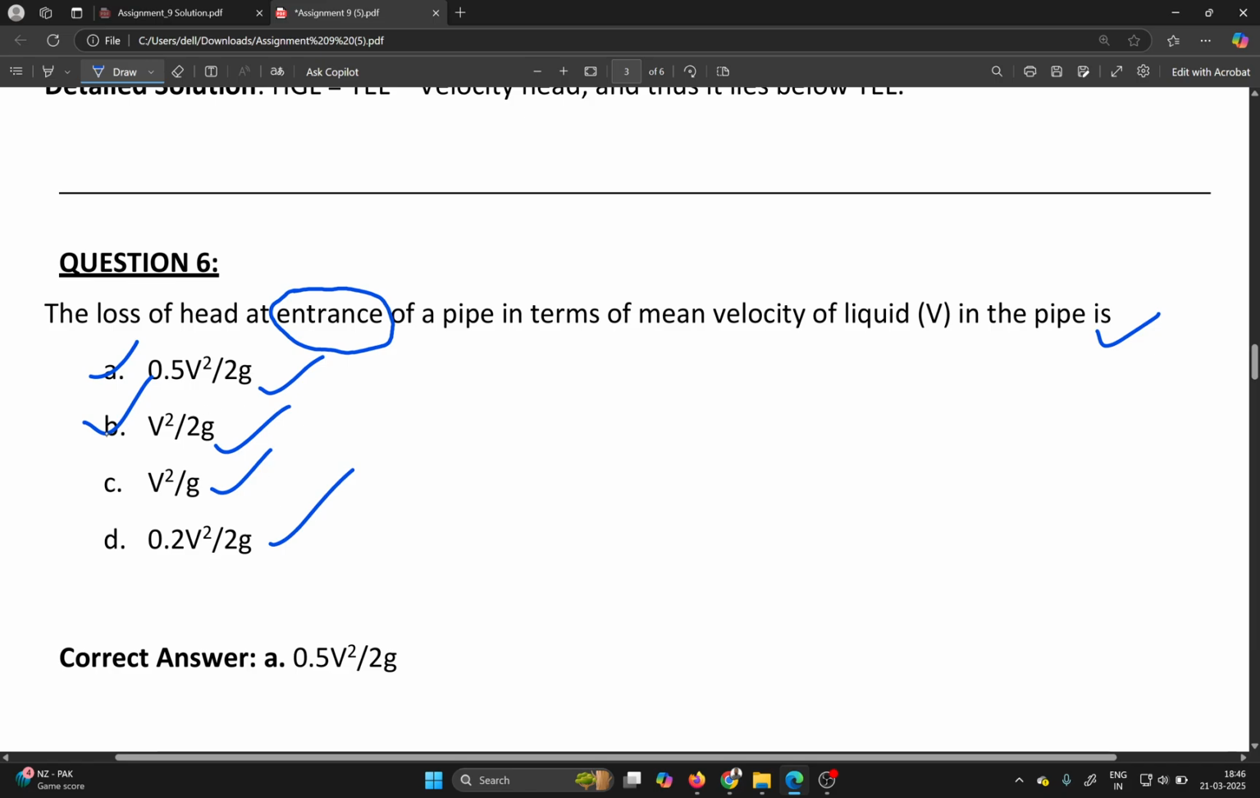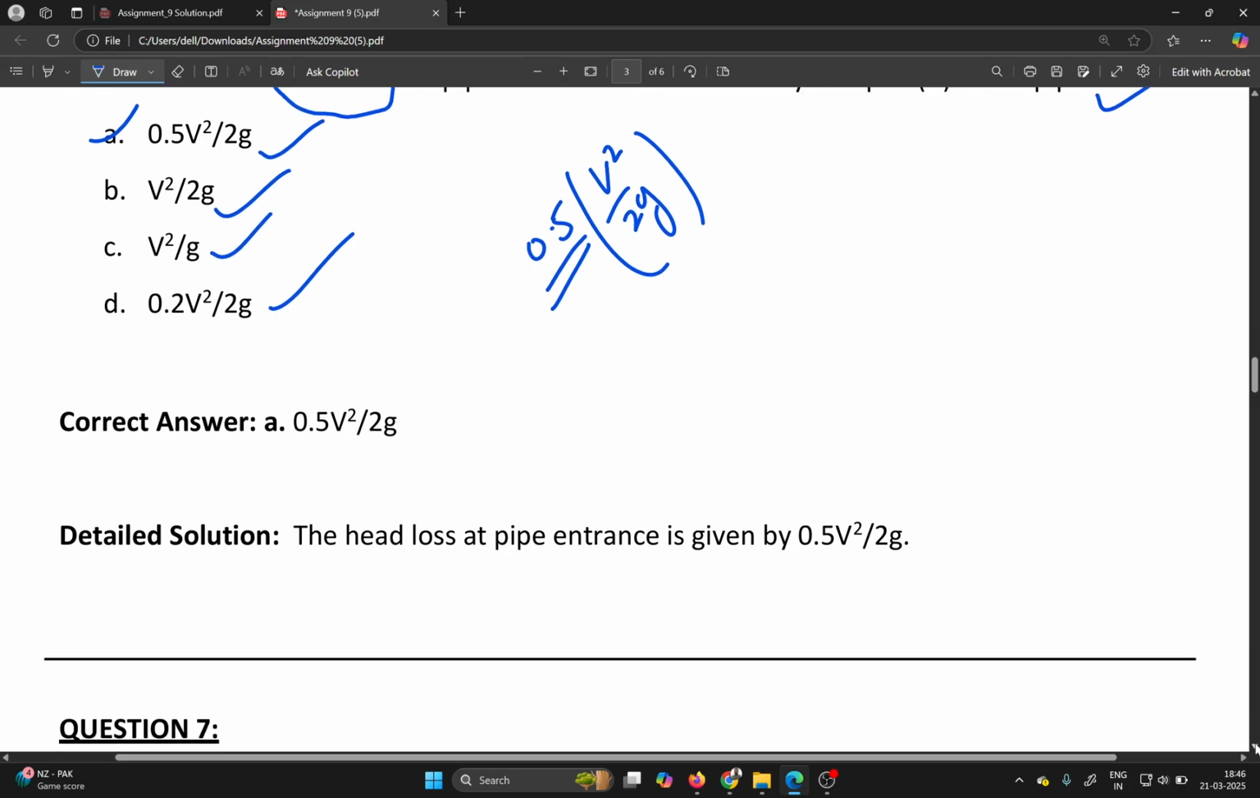For exit also I have a question. At the entrance level, whatever your velocity head is, v square by 2g, 50% of your velocity head will be lost. The meaning of 0.5 is that 50% of the velocity head is lost at the entrance because of eddy formation, which you already know. Might be sir has discussed it during the course. Okay, so now we'll move on to the next question.